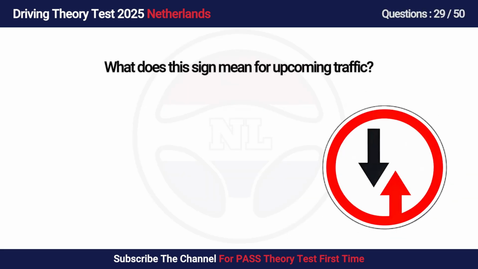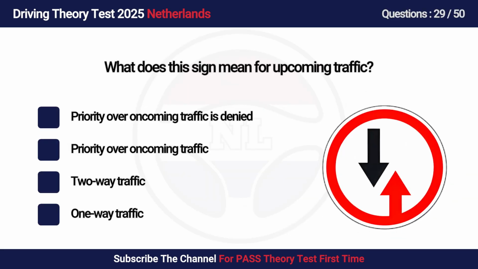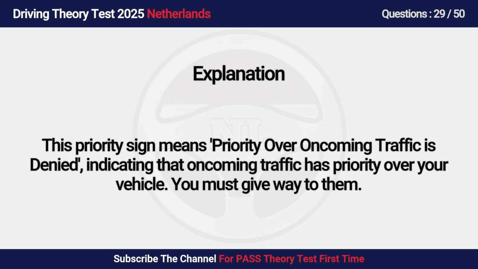Question 29. What does this sign mean for upcoming traffic? A. Priority over oncoming traffic. B. Priority for oncoming traffic. C. Two-way traffic. D. One-way traffic. Answer is A. Priority over oncoming traffic. This priority sign means priority over oncoming traffic, indicating that oncoming traffic has priority over your vehicle. You must give way to them.